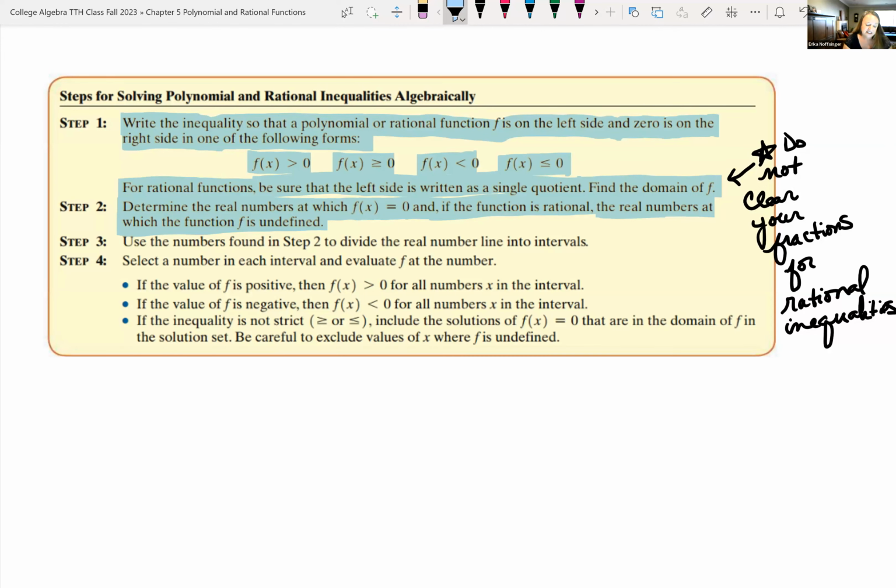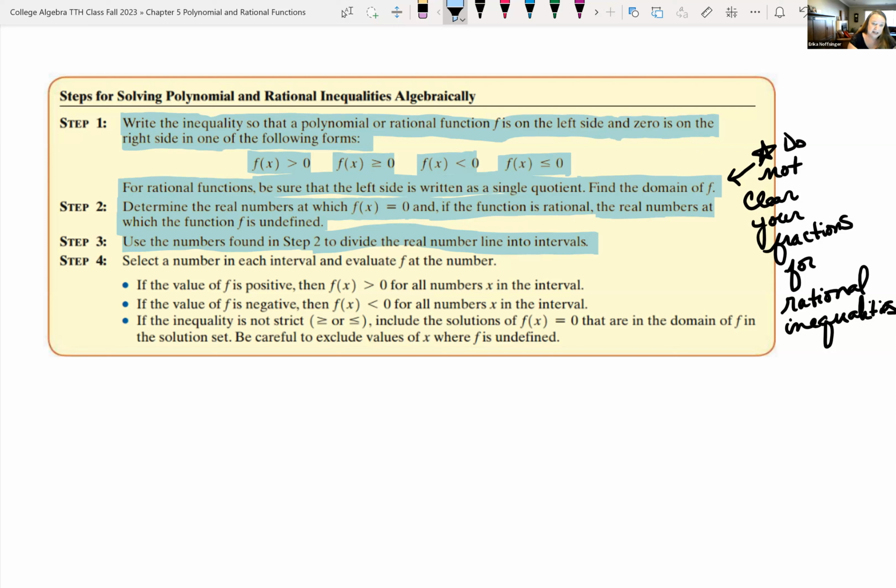So once we find these values, I call these values our critical numbers or critical values, we're going to place these on a number line. So use the numbers found in step 2 to divide a real number line into intervals. Okay, so I'll write a number line and I'll put those special numbers we just found in step 2 on a number line, and that will create multiple intervals on that number line.